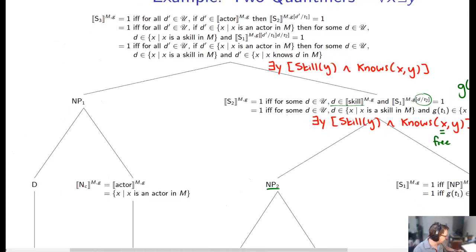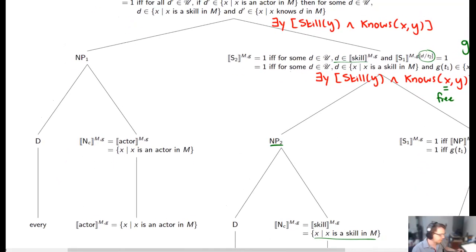So we're doing every actor. So let's just take a look at our little NP1 here. So we're doing NP1 now, every actor. We know what actor is. So actor is a common noun, so we can give it a set, the set of X such that X is an actor in M. This will move up to the common noun. So the set of X such that X is an actor in M. Okay, so we can do this.